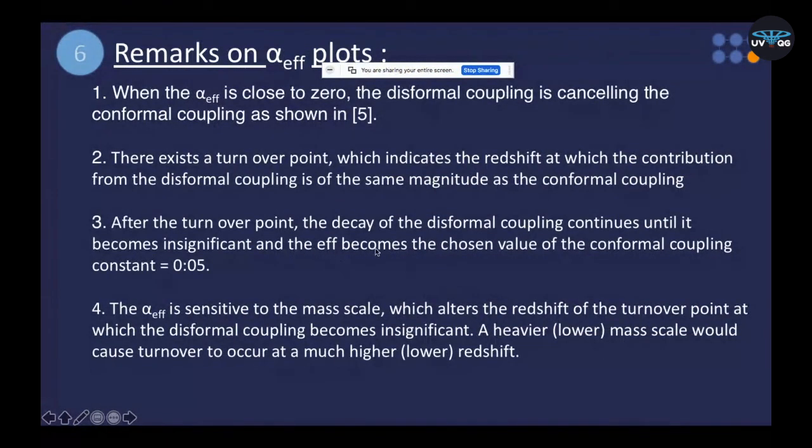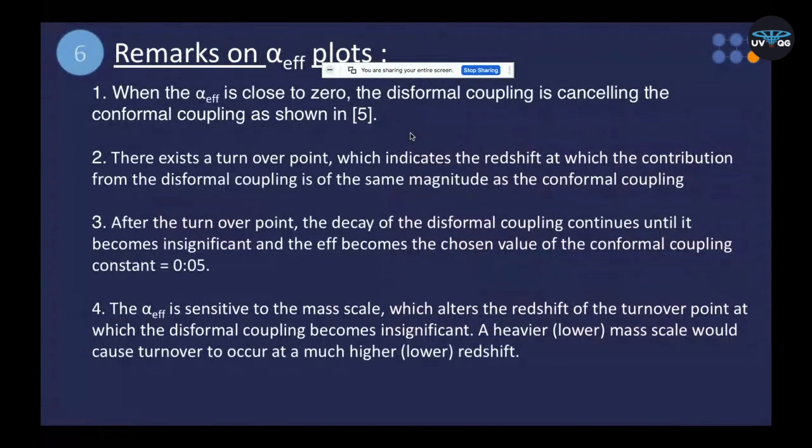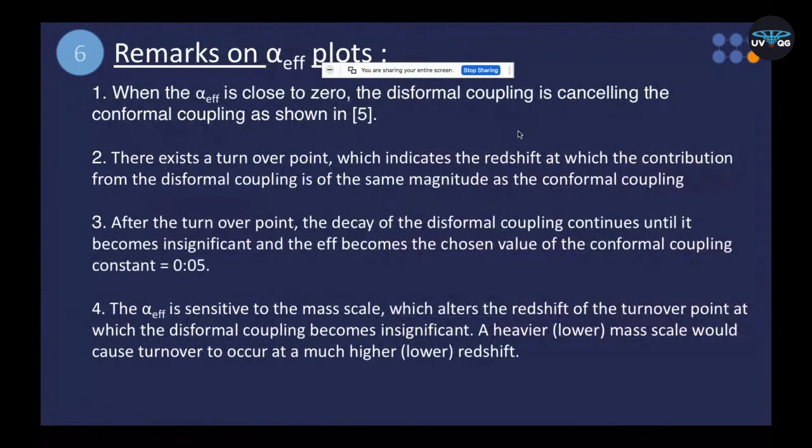So the effective coupling becomes the initial value that we chose, 0.05, right? And alpha effective seems to also be sensitive to the mass scale, and we see this because it affects the redshift at which the turnover point happens. A heavier mass scale would cause the turnover to occur at a much higher redshift.